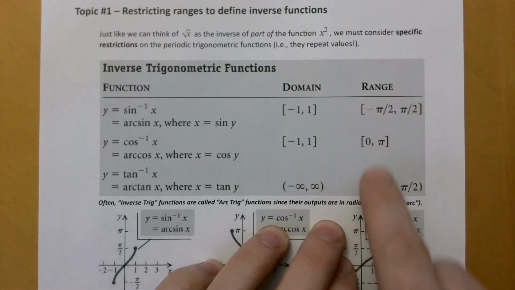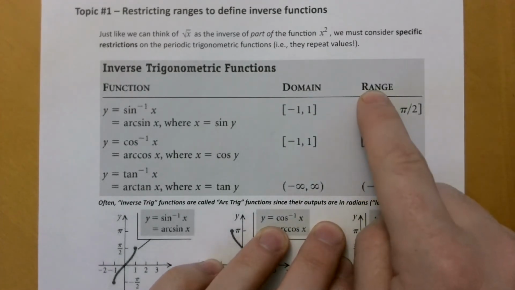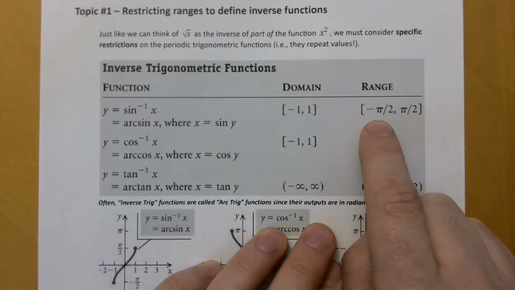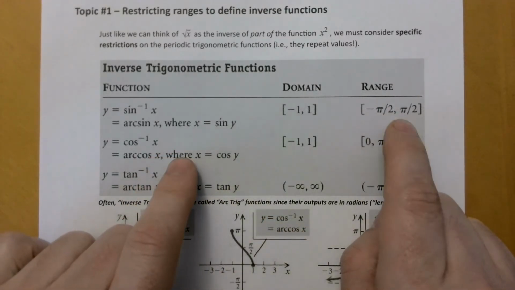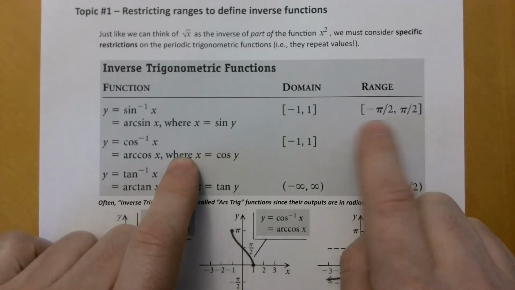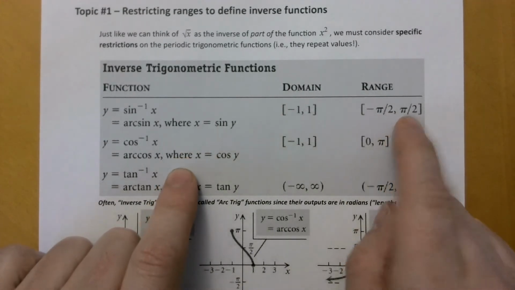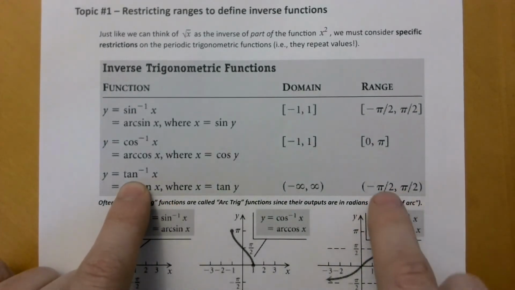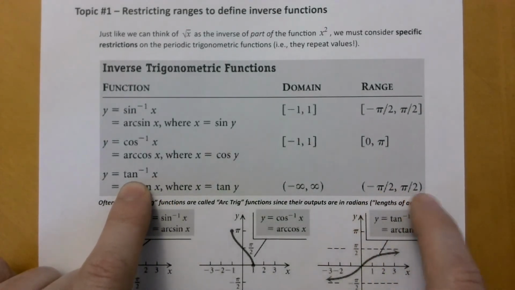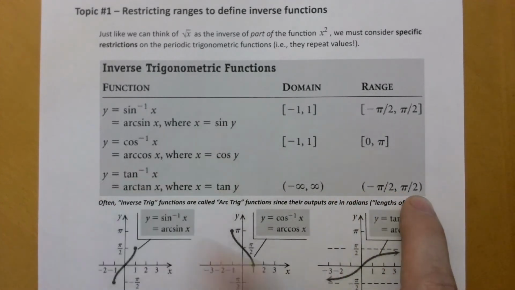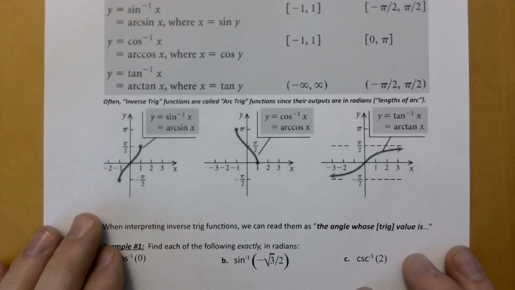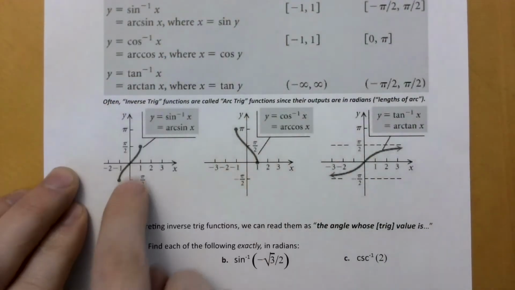These are the restrictions of the original trig function. So we restrict sine to be negative pi halves to pi halves, so that when we take the inverse of it, we have a strictly increasing interval. Cosine is 0 to pi, and tangent, we restrict tangent to negative pi halves to pi halves, not inclusively. That's because tangent of negative pi halves or pi halves is an asymptote. Here's what the graphs of these three trig functions look like.